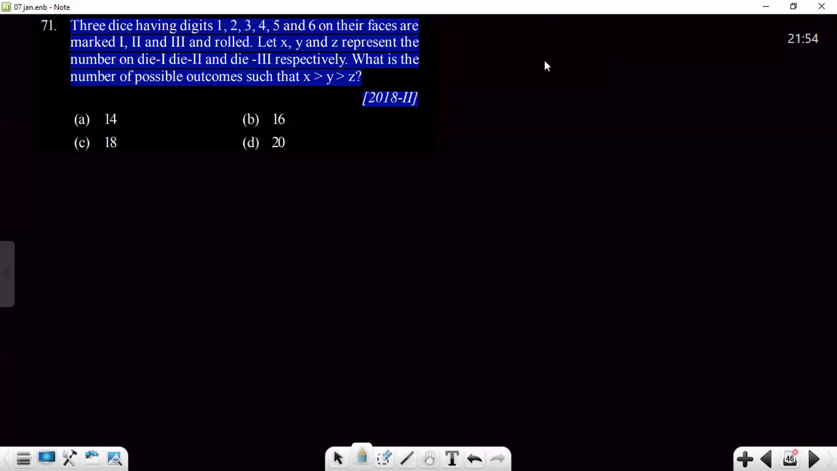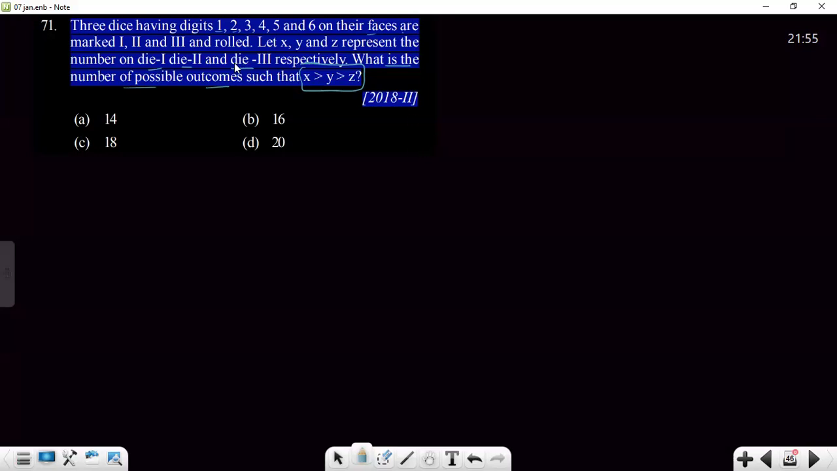Next question. 3 dice having digits 1, 2, 3, 4, 5, 6 on their faces are marked as 1, 2, 3 and are rolled. Let X, Y, Z represent the number on die 1, die 2 and die 3 respectively. What is the number of possible outcomes when the number on the first die should be greater than the second, and that should be greater than the third? For any particular die, there are possibilities of 1, 2, 3, 4, 5, 6.